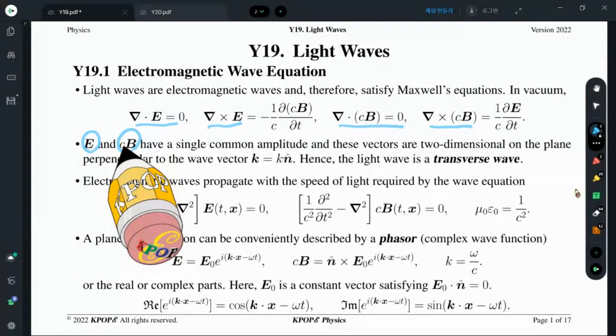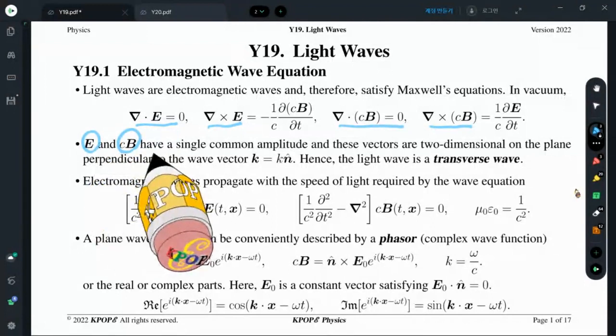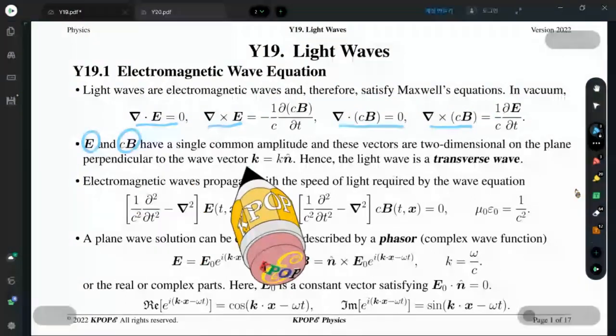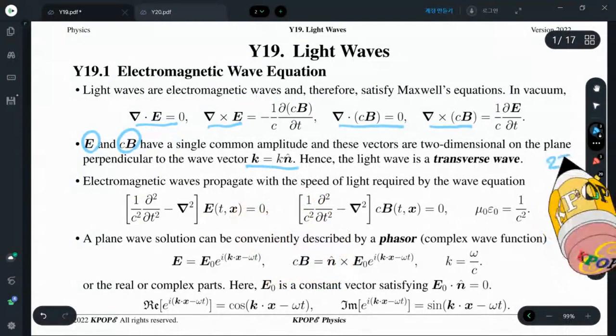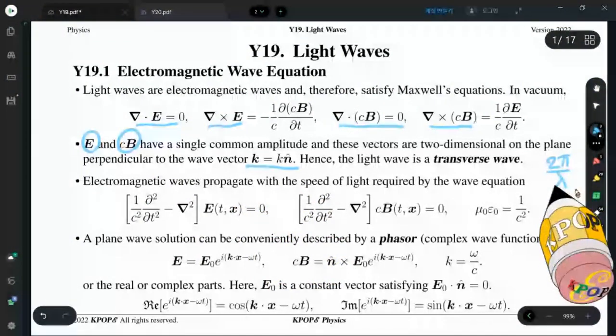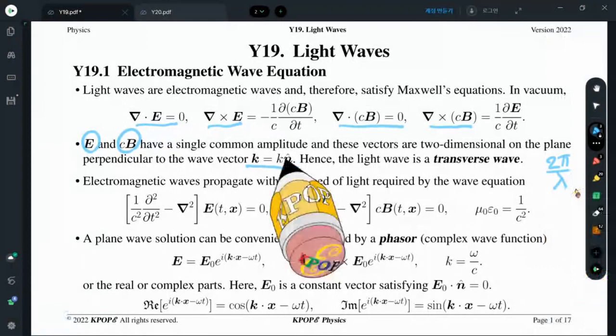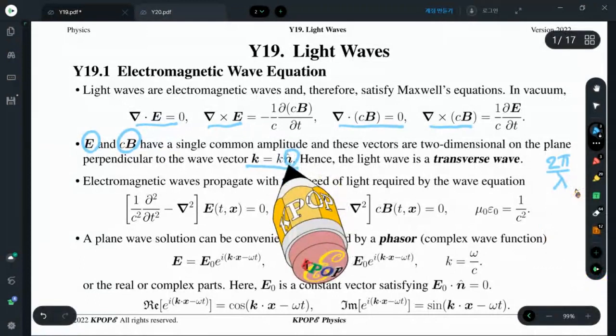In addition, both the electric field and magnetic field are in phase. In addition, they are traveling with the speed of light. Furthermore, both the electric field and magnetic field are perpendicular to the wave vector, which indicates the direction of propagation. Wave vector k is 2 pi over lambda, times a unit vector along the direction of propagation.